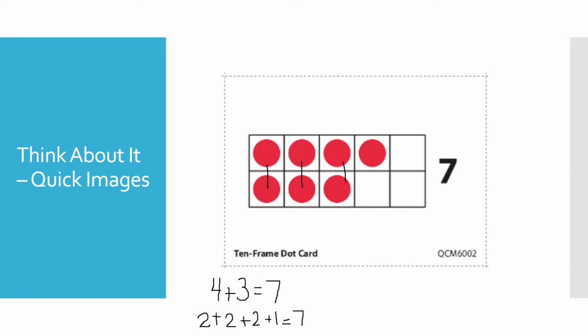Or maybe you quickly saw that there were 3 empty boxes. You know that there's 10 boxes in the whole tens frame. And with 3 empty, that would leave 7 with counters inside. Those are some strategies that you might be able to use to help you figure out how many counters are in the tens frame.